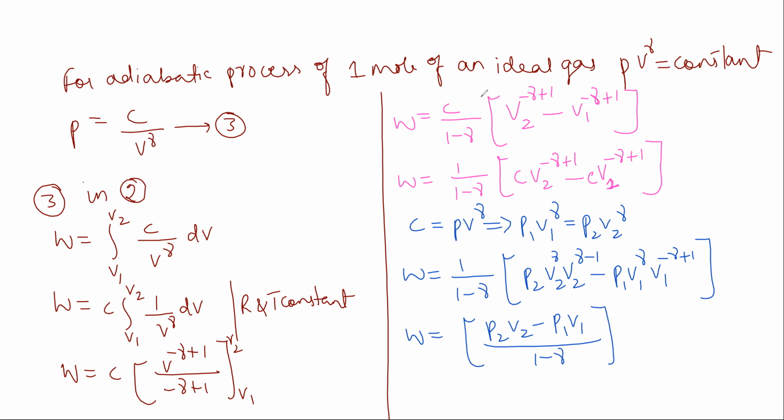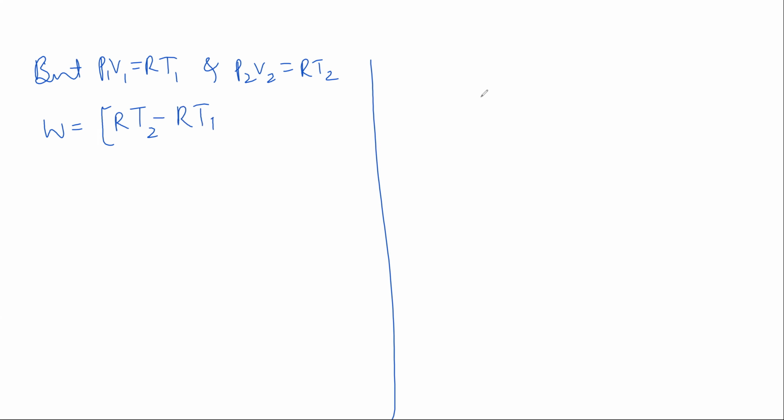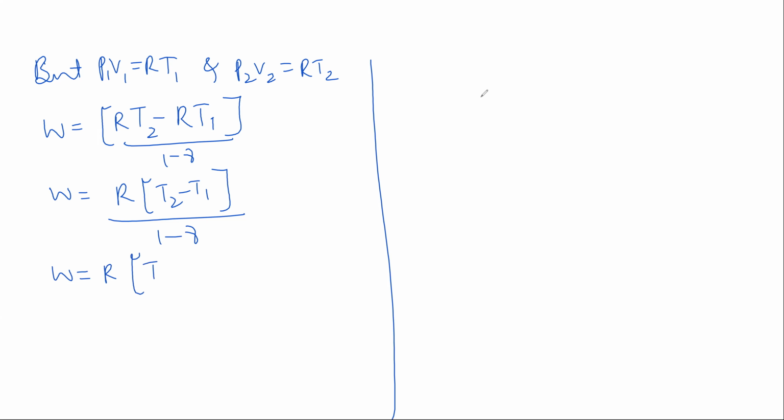After that, what do we know? P1 V1 is equal to R T1, and P2 V2 we take as R T2. So then what happens in work? We substitute it: where P1 V1 is, we put R T1, and where P2 V2 is, we put R T2, divided by 1 minus gamma. So W is equal to R, which is a constant, into T2 minus T1 divided by 1 minus gamma. So W is equal to R constant into T1 minus T2 whole divided by gamma minus 1.